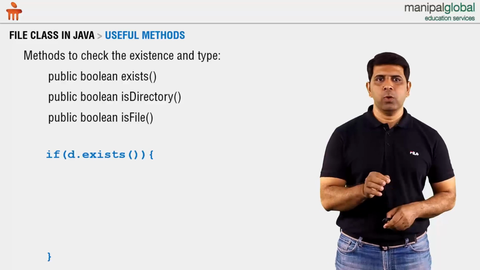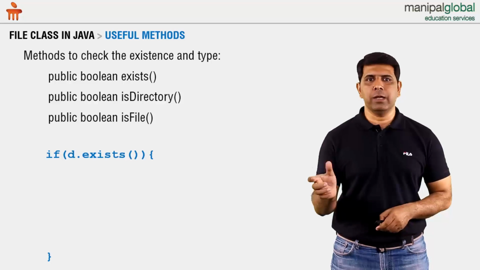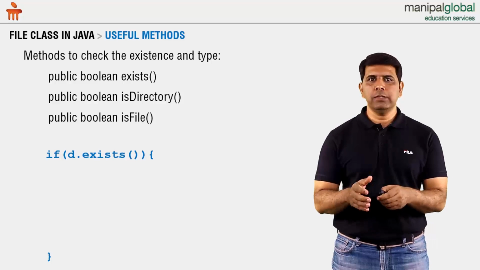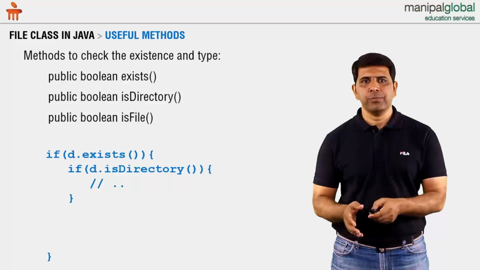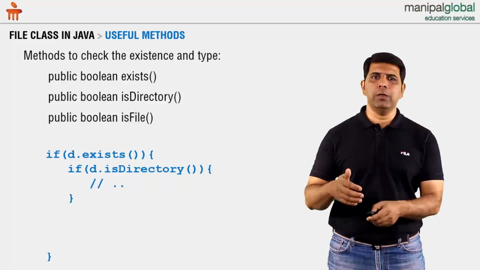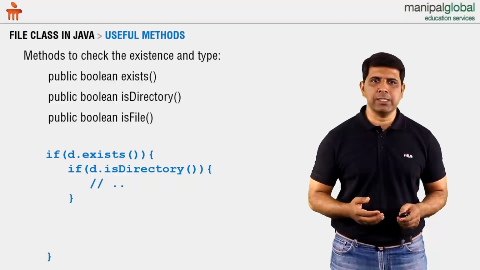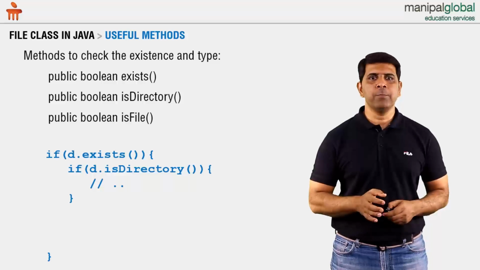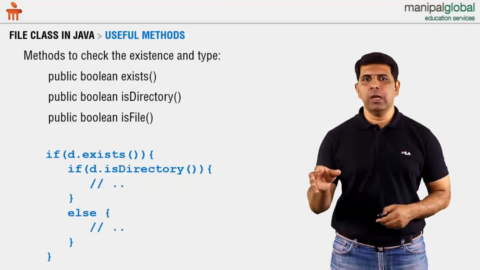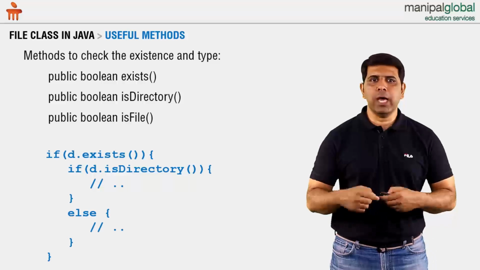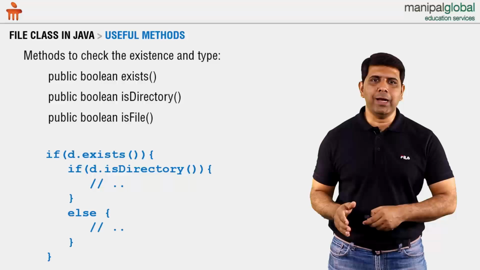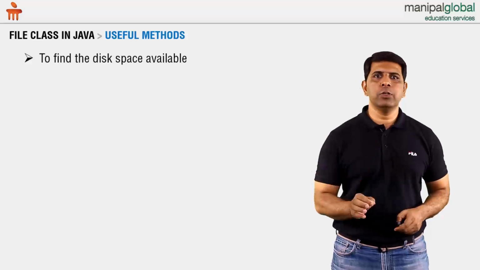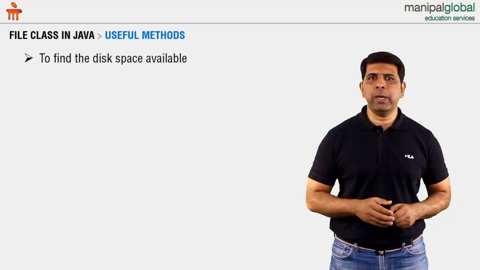Now let's take an example. We assume that d represents a directory or a file, and then we check: does it even exist? If the condition is true, then we check: is it a directory? If it is a directory, we process that. Probably we want to see what files and folders exist. Maybe we want to loop through each of the files to display them, or put them into a list. And else I can do something related to a file. Note that I don't have to check else if d.isFile, because if it's not a directory, it is a file.